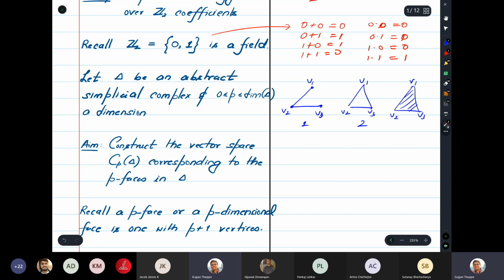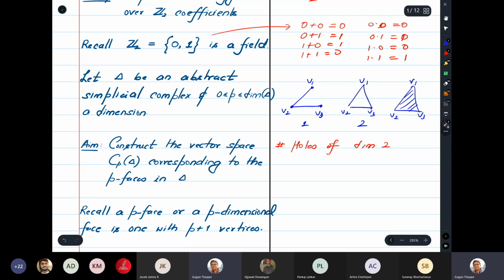In simplicial homology we have abstract simplicial complexes, and our goal is to study their topology. By that I mean we are interested in studying how many holes there are of different dimensions. In this particular example, let's say we are interested in studying the number of holes of dimension 2.